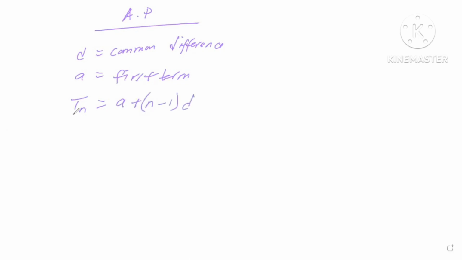Then you have the sum now. The sum of any term is given by n over 2, then you open 2 times A plus n minus 1, then D.